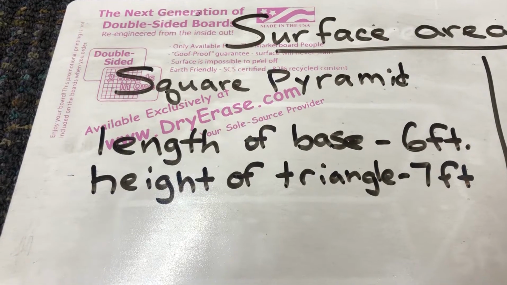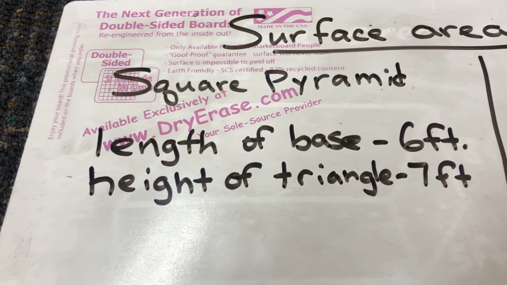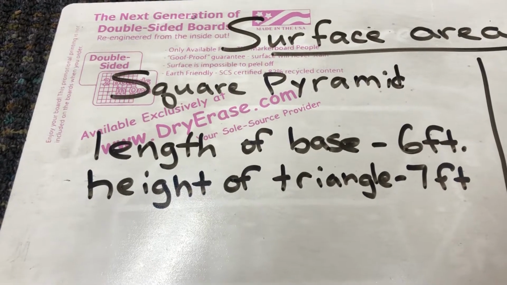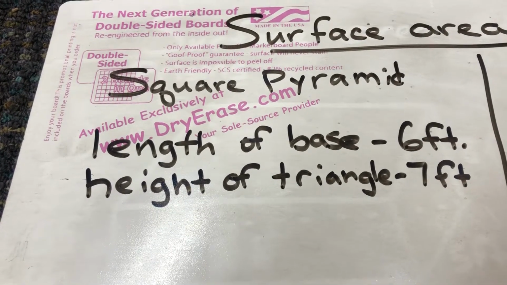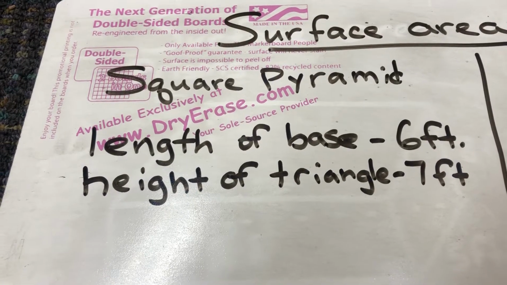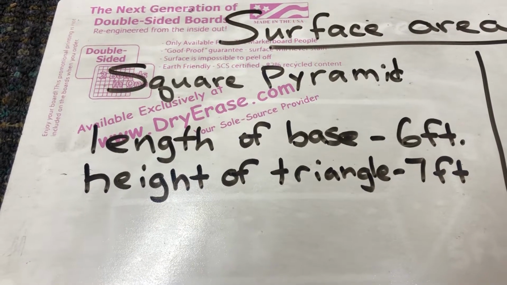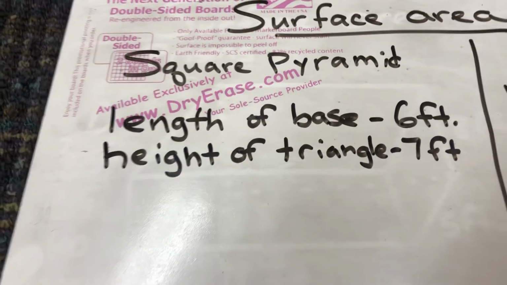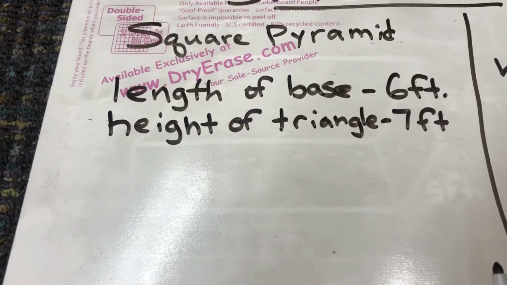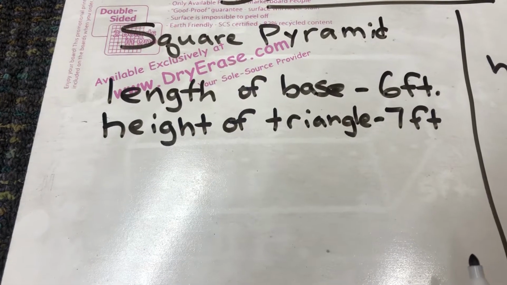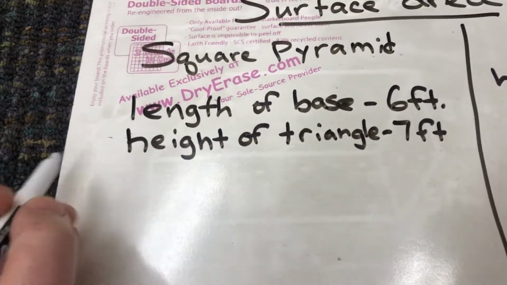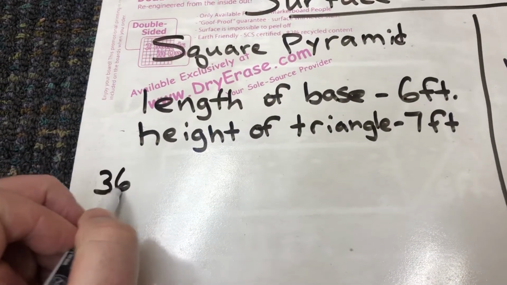So a square pyramid will have one square, which is the base, and then the four triangles coming up from the four sides. So there are five different faces, and then since a square has four congruent sides, the triangles are all going to be the same size. So, first of all, it says the length of the base is 6. Well, to find the area of the square, if the length is 6, the width is 6, so 6 times 6 is 36 square feet.